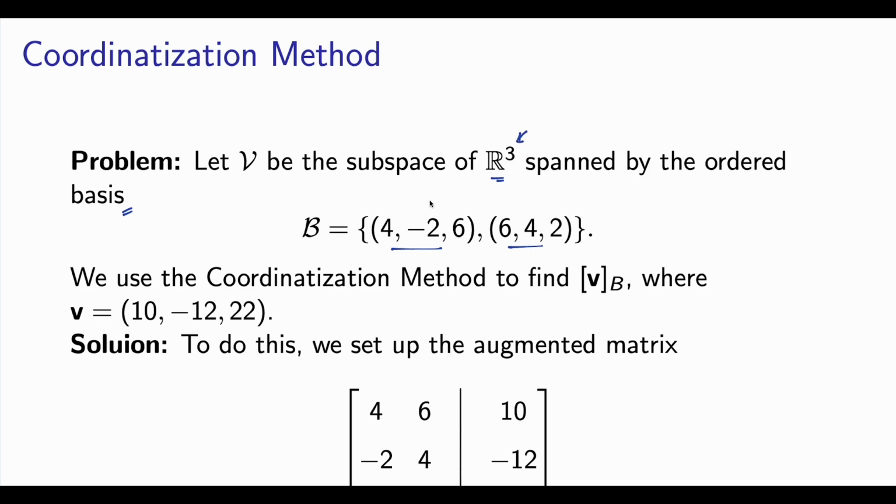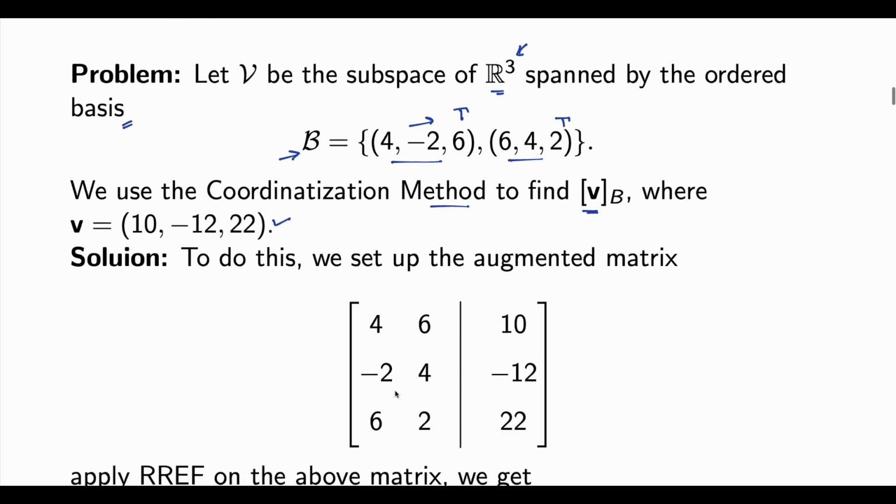So this is a basis for the subspace. Now we want to use the coordinatization method to find the coordinates of V given B, where V equals (10, -12, 20). So is it possible to write the coordinatization of this V given this basis? What do we have to perform? We have to write this as the transpose and put it in columnwise.